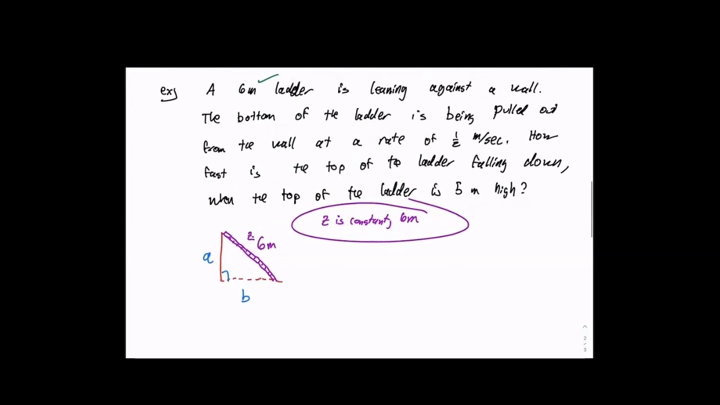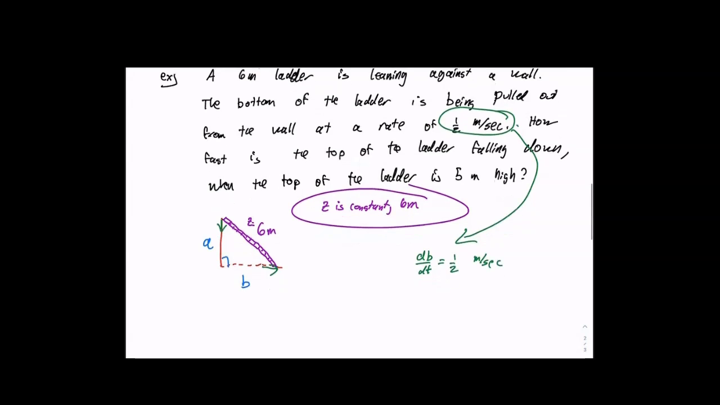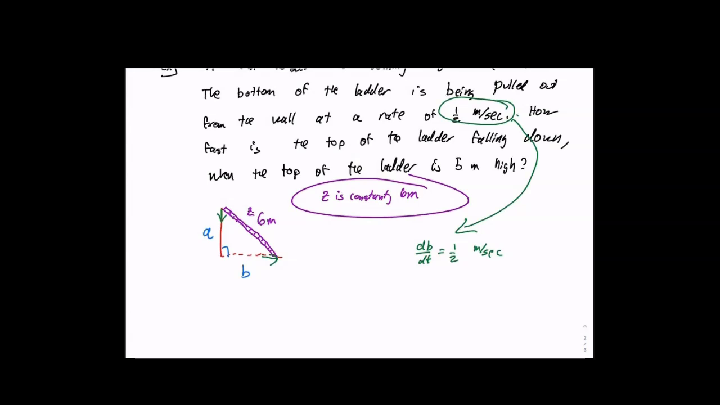1/2 meters per second. Okay, so what is that based on my diagram? The bottom of the ladder is being pulled out, so the bottom of the ladder is going to the right. So it'd be dB/dt. Yes, dB/dt is 1/2 meter per second. Good. What else do they give me? The top of the ladder is 5 meters high. Good. So what does that tell me? A is 5.